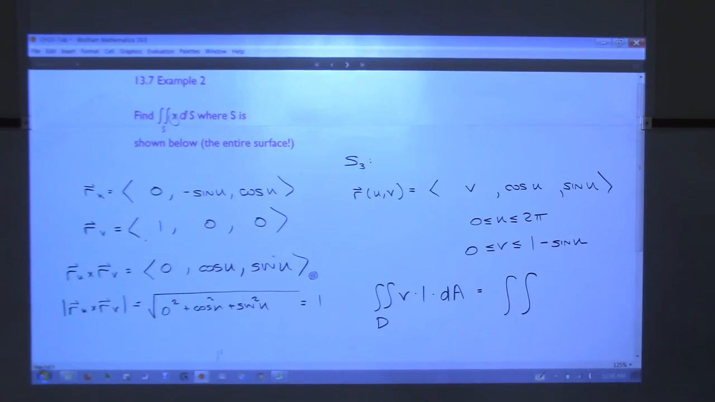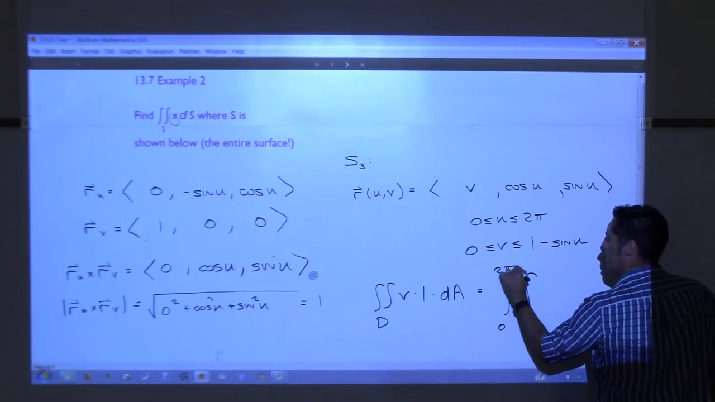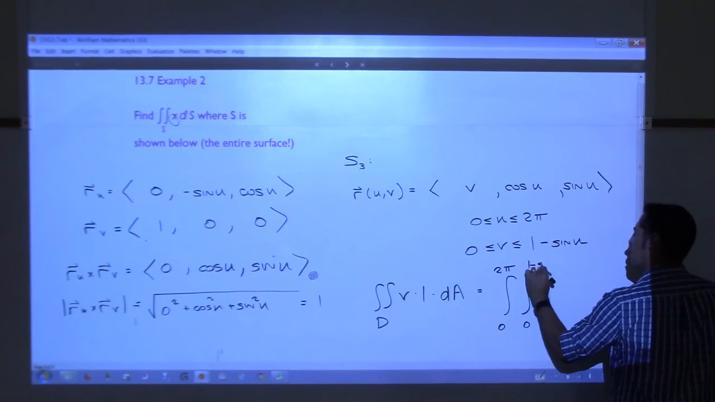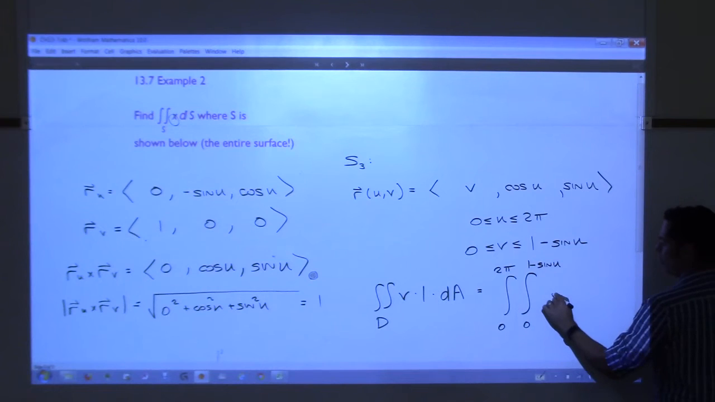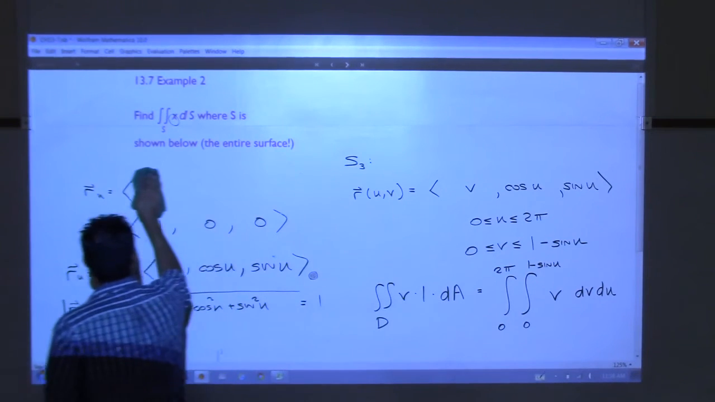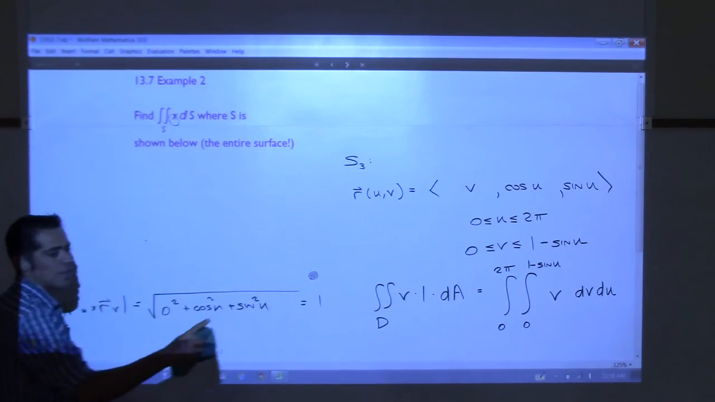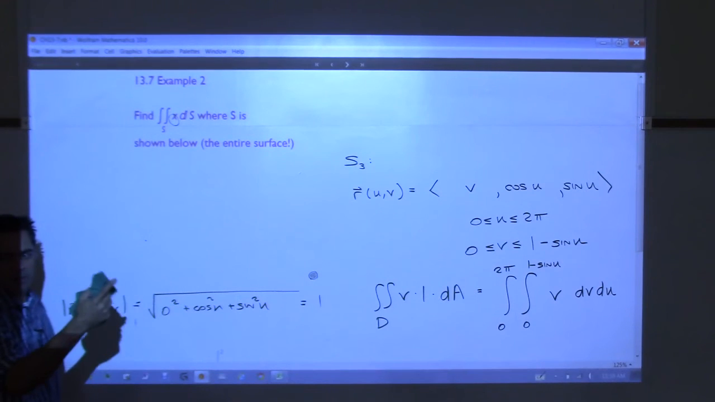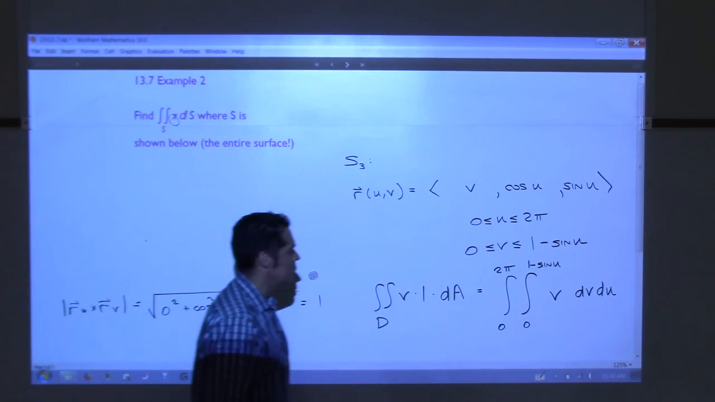Now the order absolutely matters here, because this is not a constant. So the outer integral must be from 0 to 2 pi. The inner integral must go from 0 to 1 minus sine u. Now the good news, I'm only integrating v, so d v du. Let's take it all the way? Well, wait, no, because on S2 I didn't take it all the way, did I? So we're not going to be able to get an answer anyway. And I think this is doable.